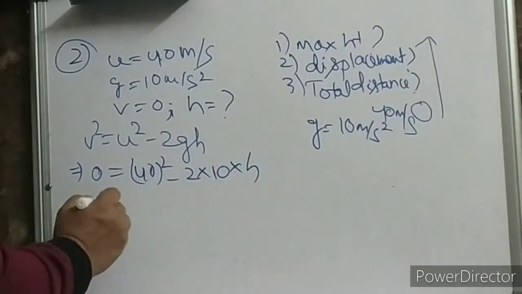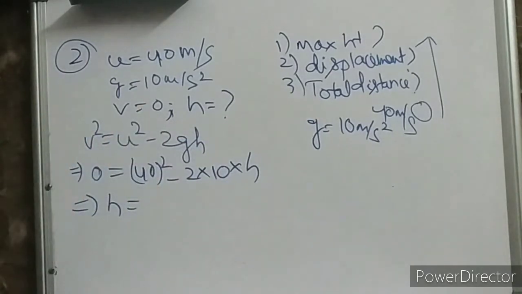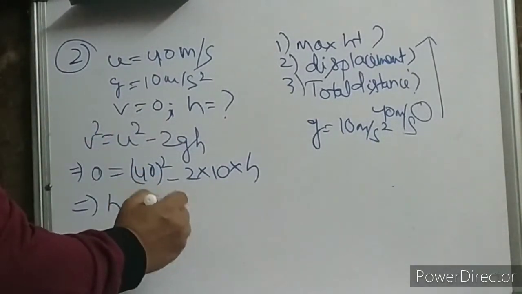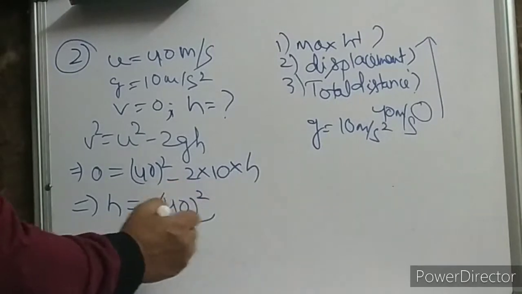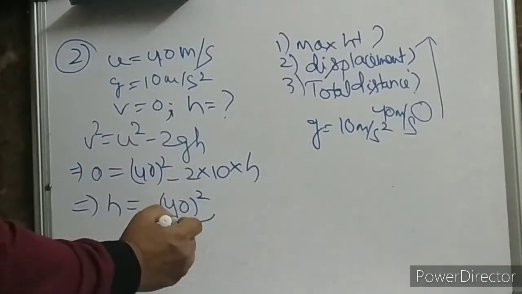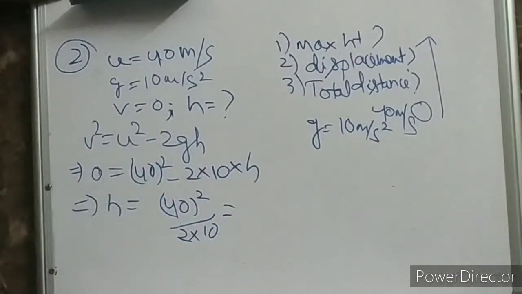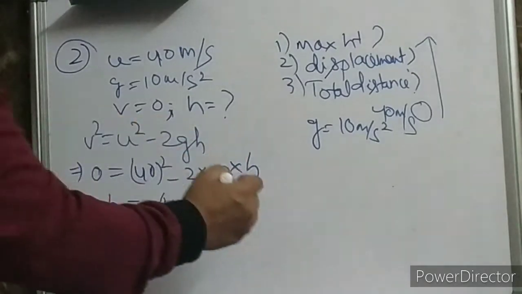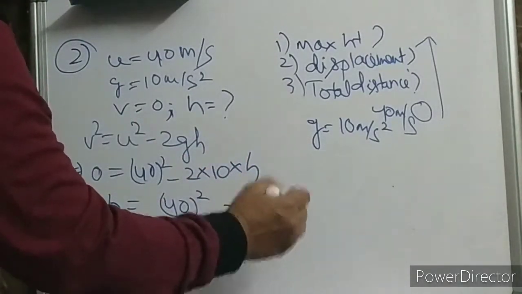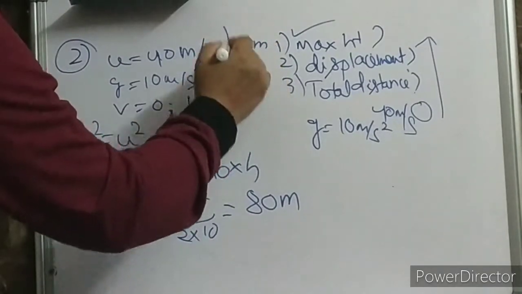So what is your H finally, children? Take this thing to this side. So H will be 40 square divided by, because this is minus, when you take this to this side, it will become plus, so 2 into 10. Now calculate 40 into 40 by 2 into 10. So how much? It will come around 80 meter. So the first part is clear. Answer is 80 meter.